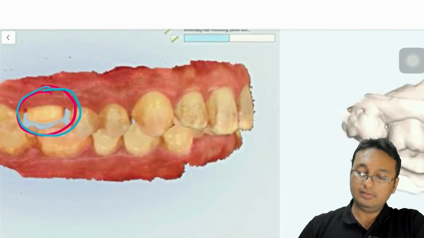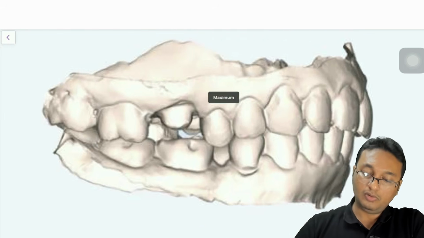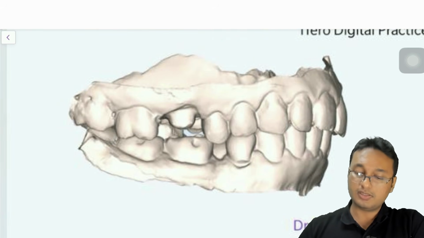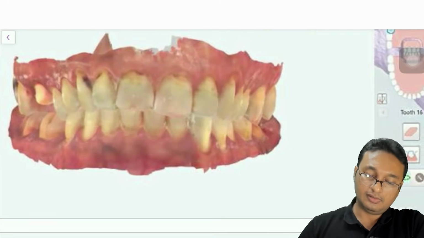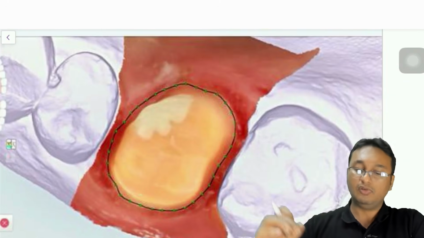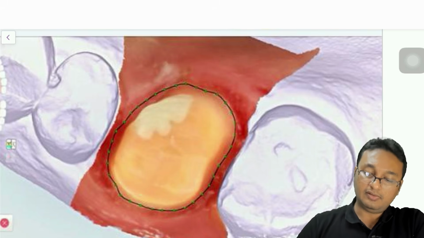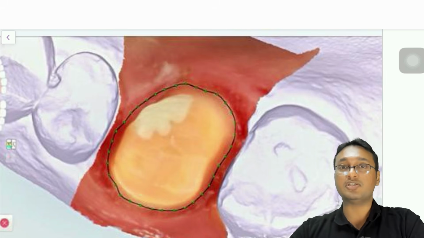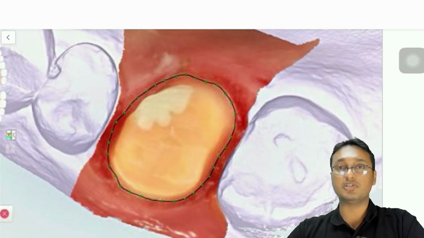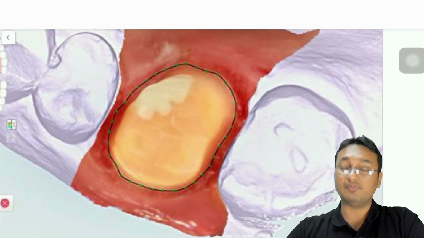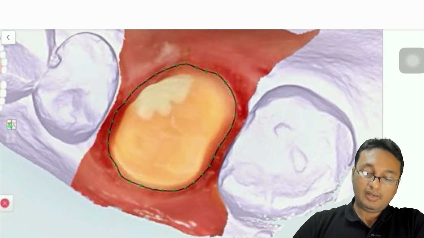All is well here. This is one more case of a first molar of the first quadrant. All is well here as well. And this is the occlusal view of the same tooth. All is well here also. You can see we have properly well-defined margins. Even though the margins are subgingival, the scanner was able to capture those margins in a very dignified manner.